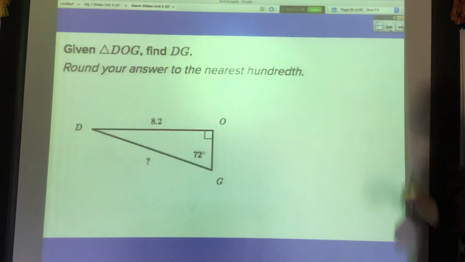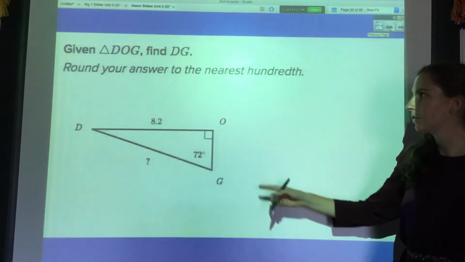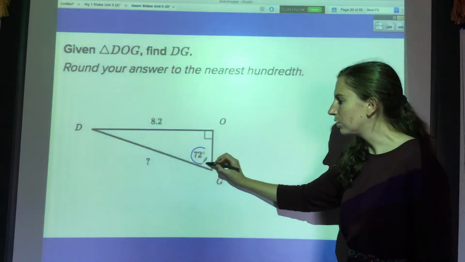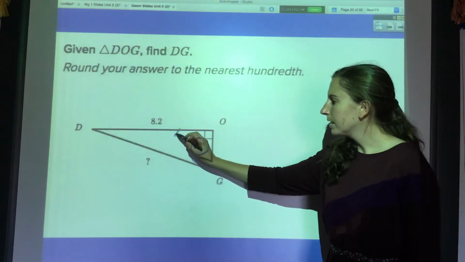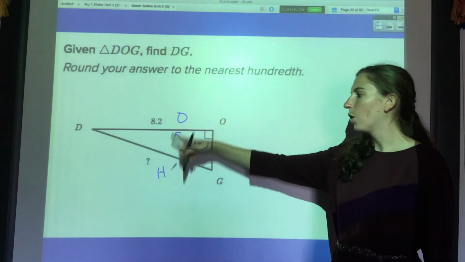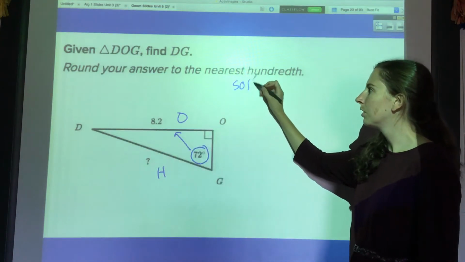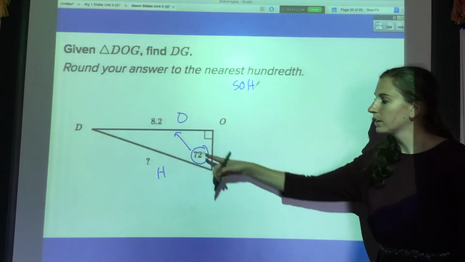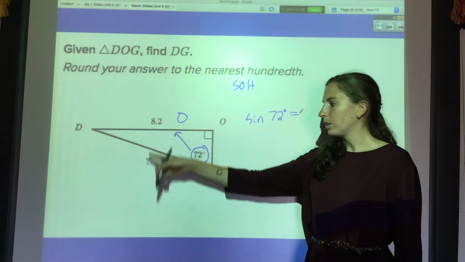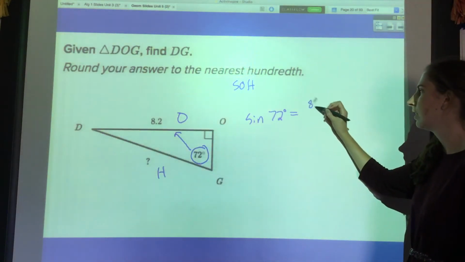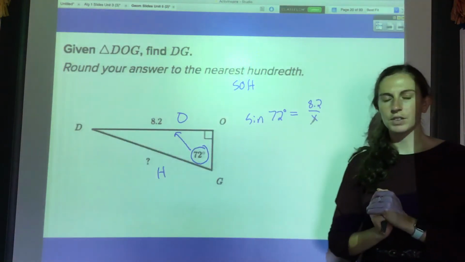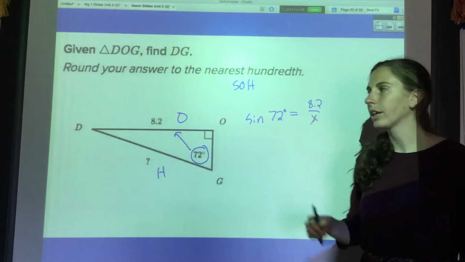So previously we've used this to find missing sides. For example, to find this side right here, I could set up the expression using 72 degrees. That is the opposite side, and this is the hypotenuse. So the one that has to do with O and H is SOH, sine. So I would say the sine of 72 degrees equals 8.2 over x. And then I could solve for that missing side. I'm going to go ahead and leave it there because that's in a previous video. If you want to check out the video on finding missing sides, you can.